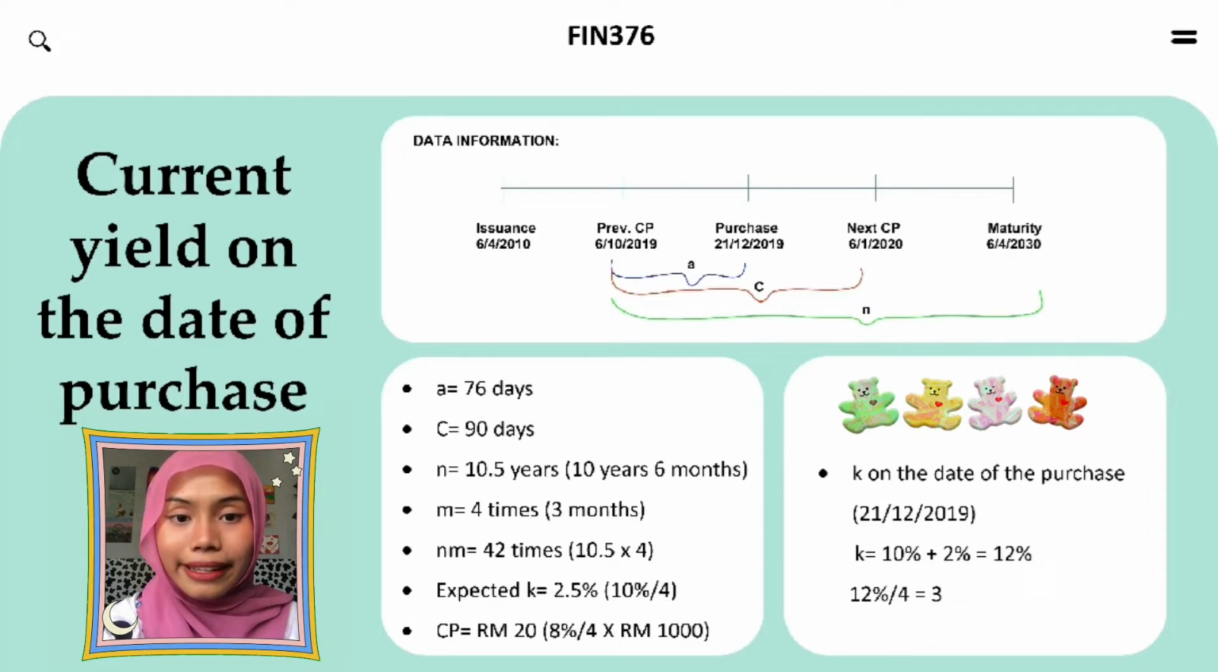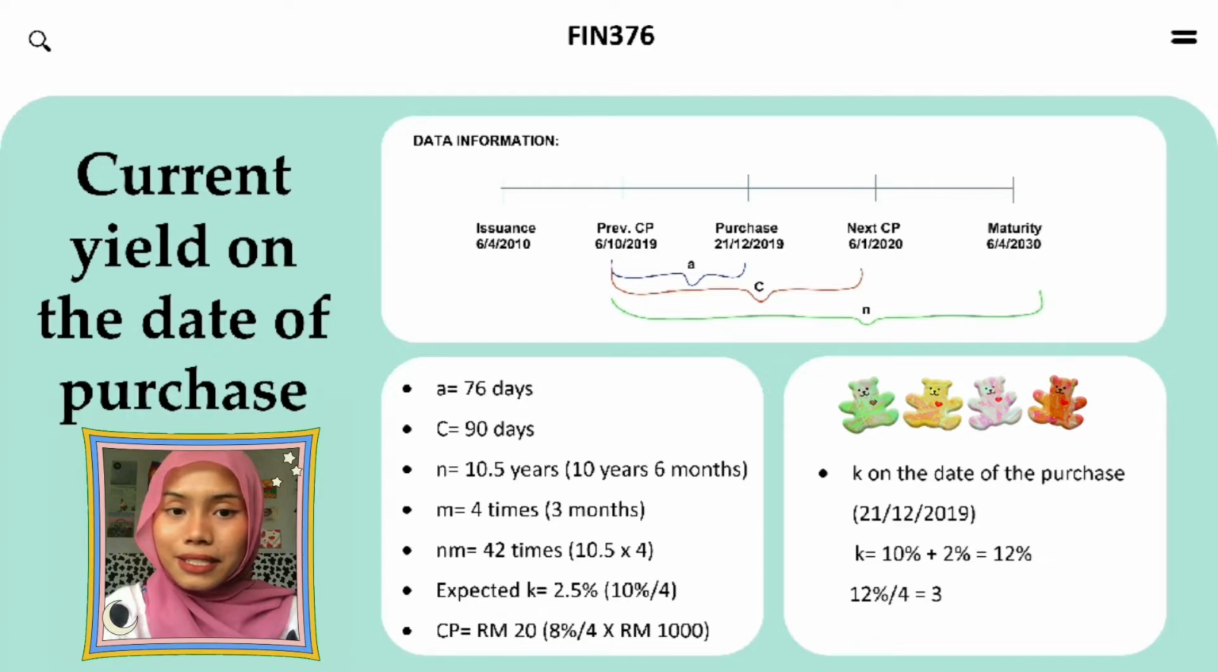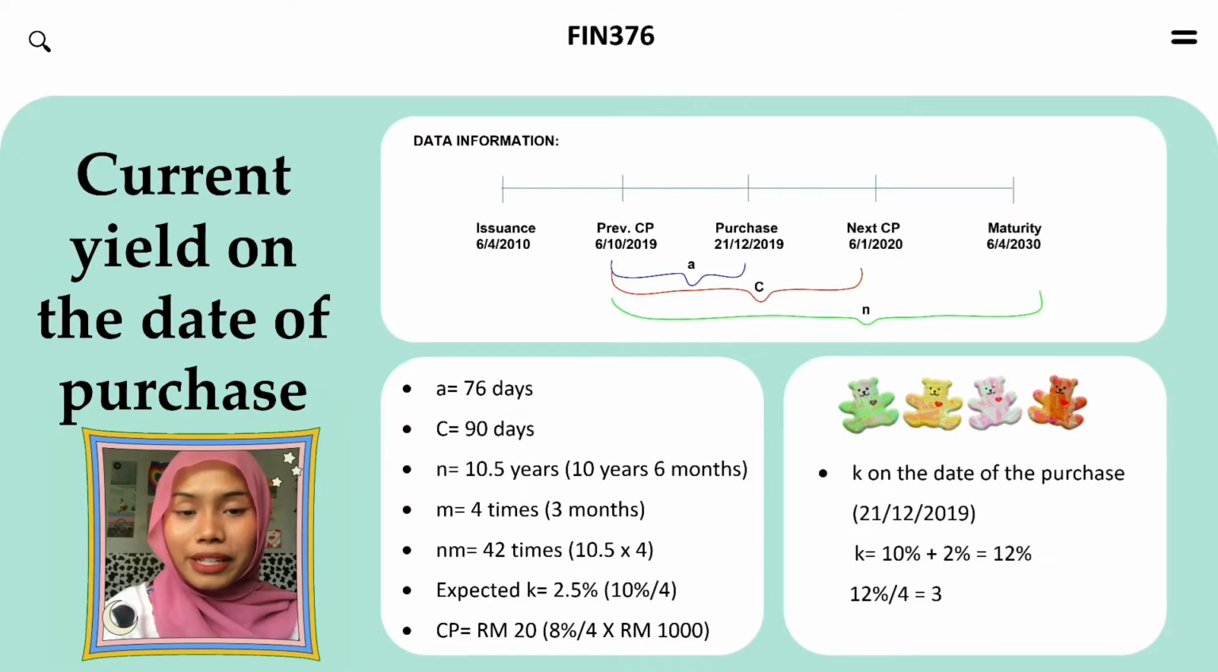Next, we need to calculate the yield on the date of the purchase, which is on 21st December 2019. As stated in the question, on 21st December 2019, the interest rate has increased by 2% from the last known rate, which is 10%. So, we must add 10% with 2% to get the yield on the date of the purchase, and then we will get 12%. The 12% later will be divided by 4 because it is quarterly, and then we will get 3%.